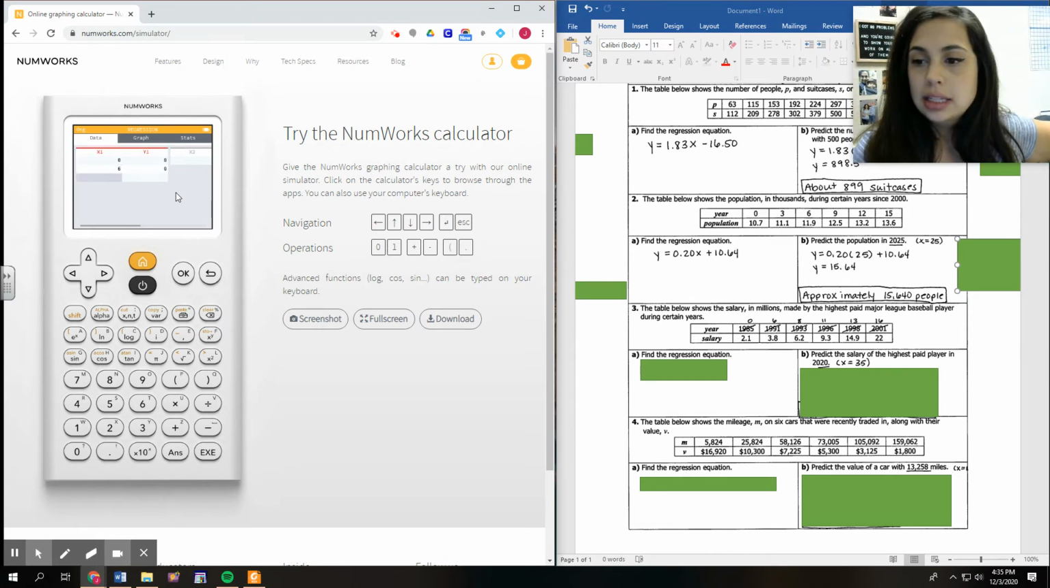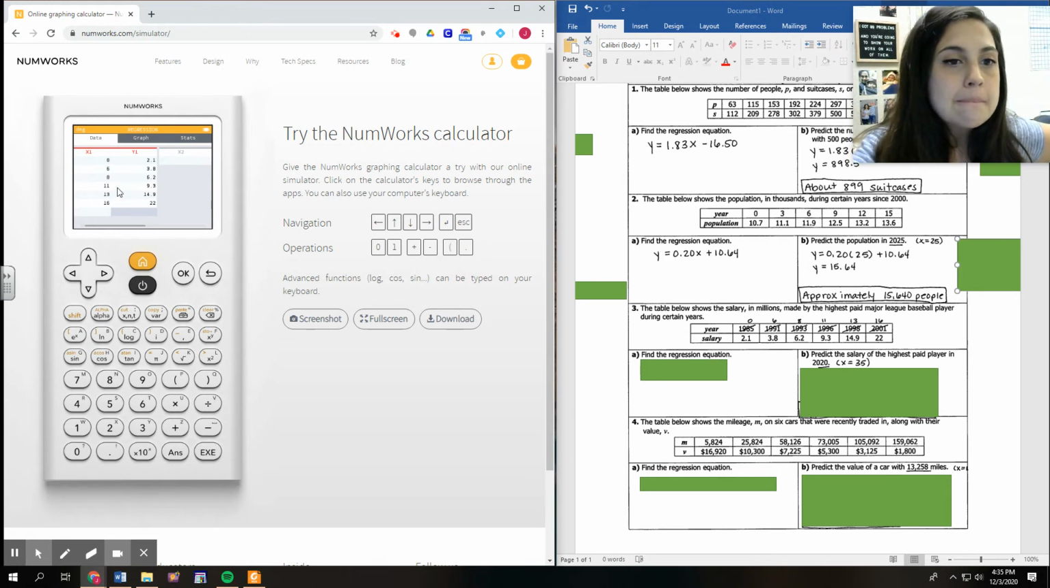So we have 0, 6, 8, 11, 13, and 16 for the years. Again, this is years since 1985. And then salary 2.1 million, 3.8, 6.2, 9.3, 14.9, big jump there, and 22, big jump there again. Okay, so we have all of our points entered in.